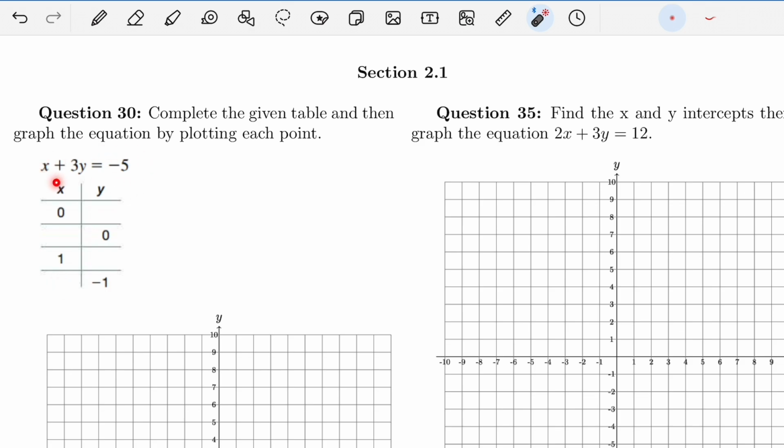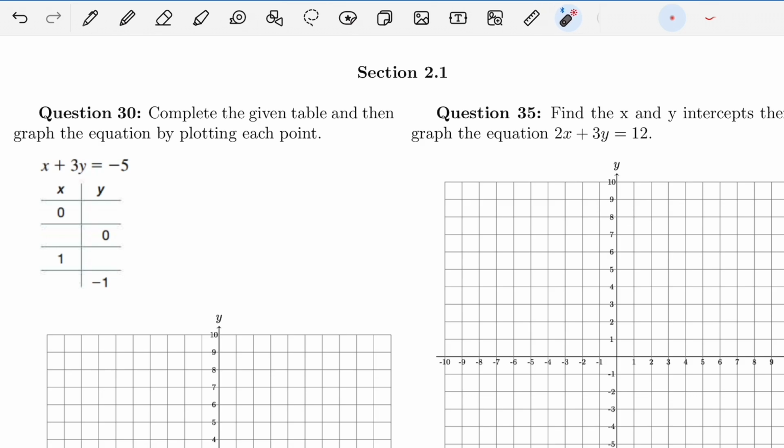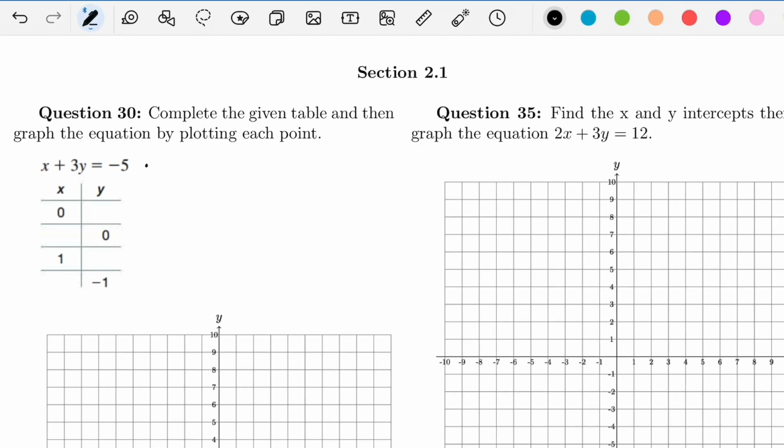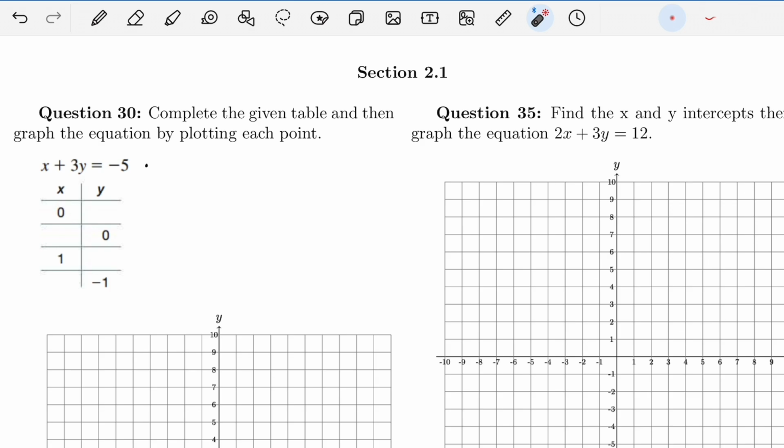So we have this equation here. Now we're looking at linear equations in 2 variables. So we have x and y. Now, if we want to complete this table, we see values plugged in for x and y. And so what we want to do is plug in these values and solve for the other variable. So the first case here, we're told that x is equal to 0. So we want to figure out what y is equal to if x is equal to 0.